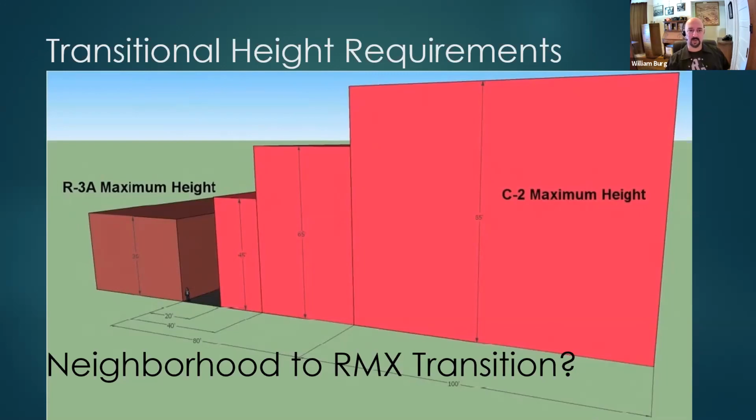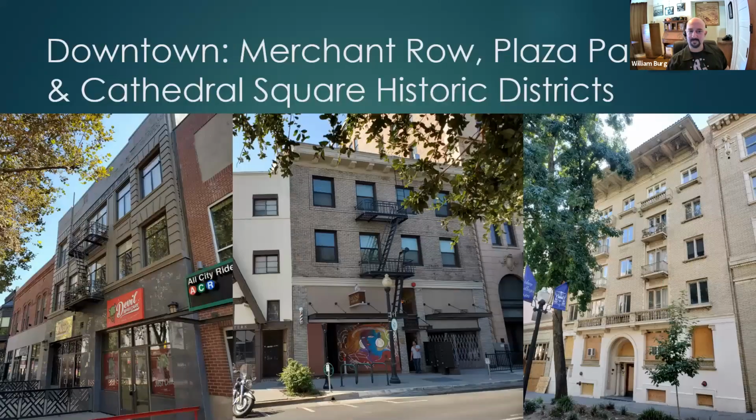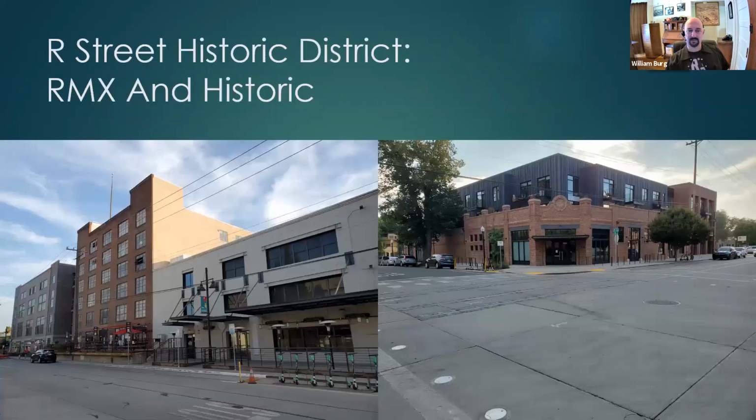So that's one of the things we're asking for, is the transitional height requirement should be a new citywide rule, and this will protect neighborhoods from being overshadowed from large buildings immediately next to them. But it means there's still room to build some larger buildings on those commercial corridors, which is really where they're needed. And also, downtown has historic districts that are dense and that are RMX. So the idea that all historic districts are single family homes or even small missing middle buildings, that's not correct either.